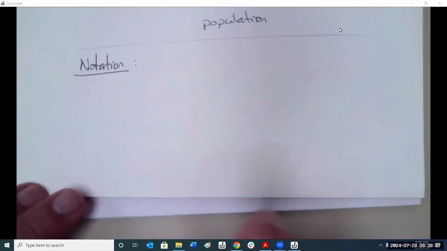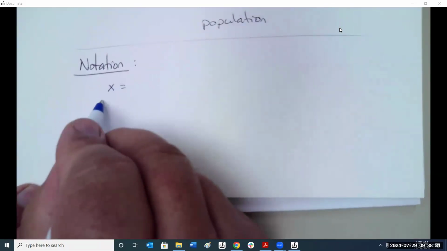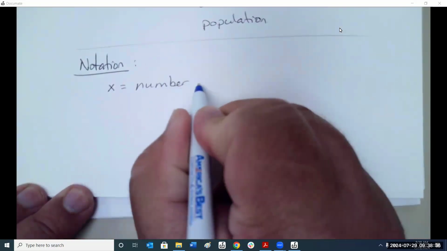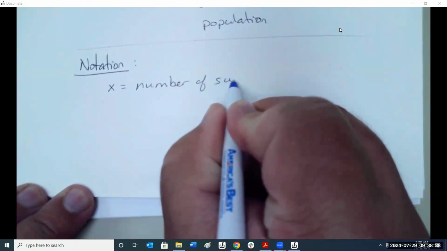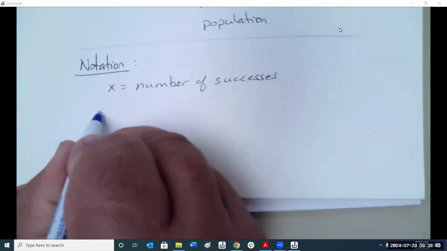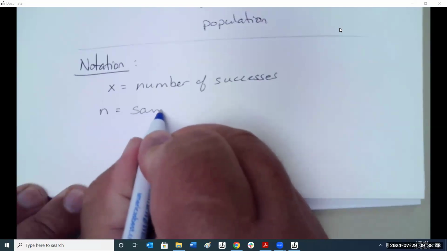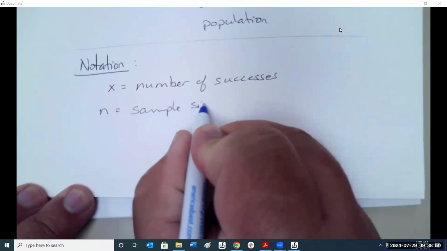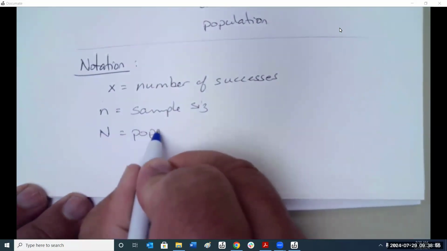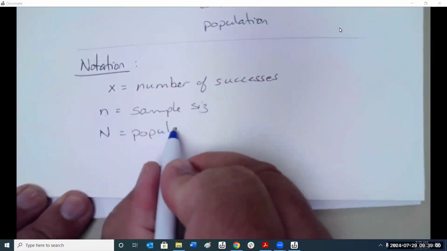Our notation. Our little x, as always, is the number of successes. Little n is the sample size. Capital N is the population size. Remember, lowercase is samples, uppercase is population.